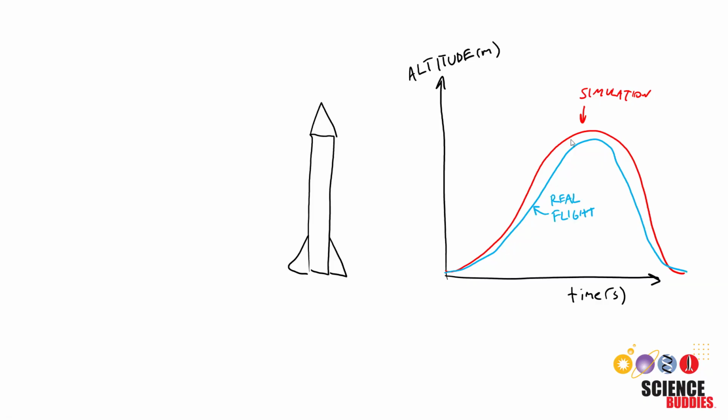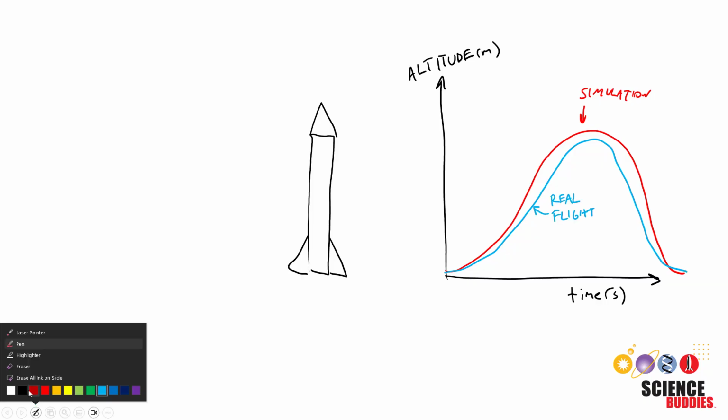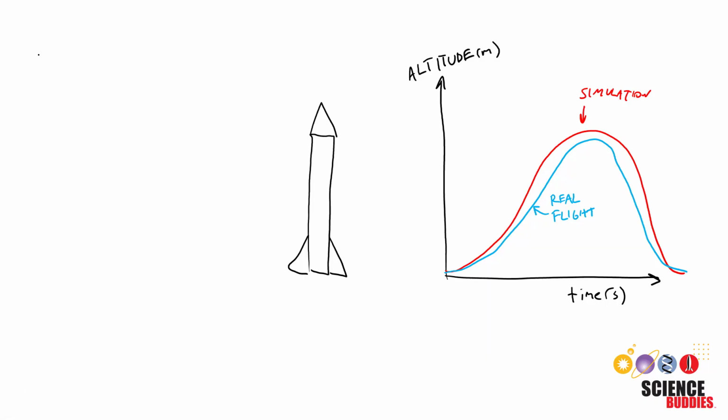So, how do we predict the rocket's altitude? If you've taken a physics class, then you may be familiar with Newton's second law of motion, which states that the net force on an object is equal to its mass times its acceleration. So, we can rearrange that equation and say that if we know the net force acting on an object and its mass, then we can calculate its acceleration.